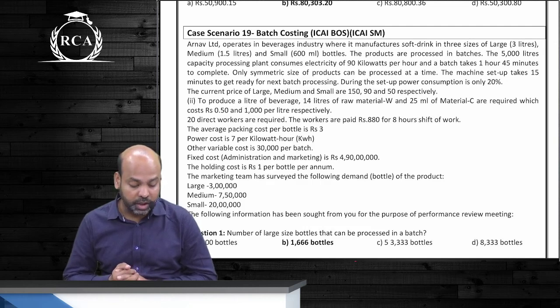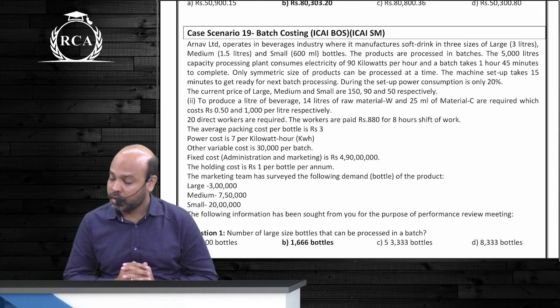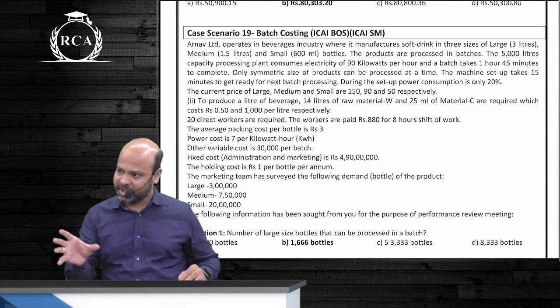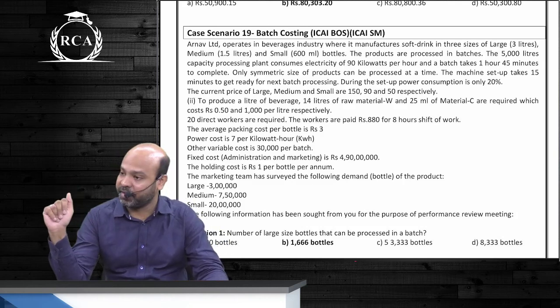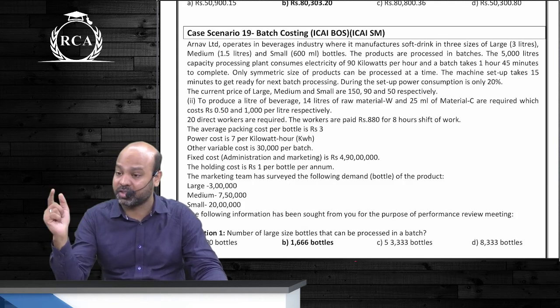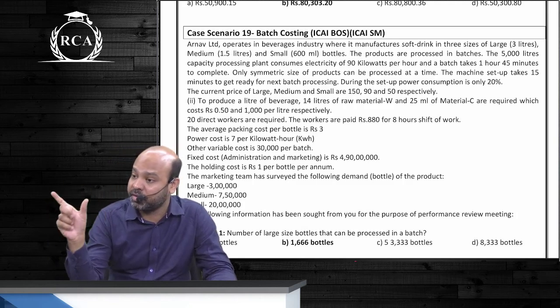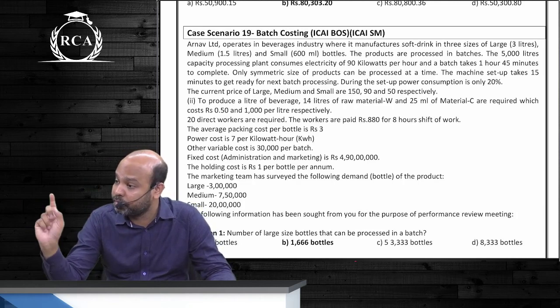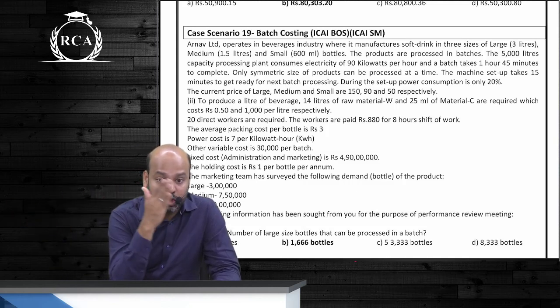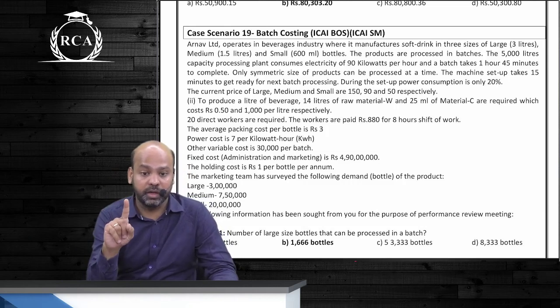We have a 5,000 liters capacity processing plant which consumes electricity of 90 kilowatts per hour. And a batch takes 1 hour 45 minutes to complete. Only symmetric size of products can be processed at a time. And in one batch, guys, you cannot have large, medium, small all put together. You either manufacture only large, or only medium, or only small. Capacity of the plant is not given in terms of bottles, it is given in terms of liters. That means irrespective of large or medium or small, quantity 5,000 liters आएगी.